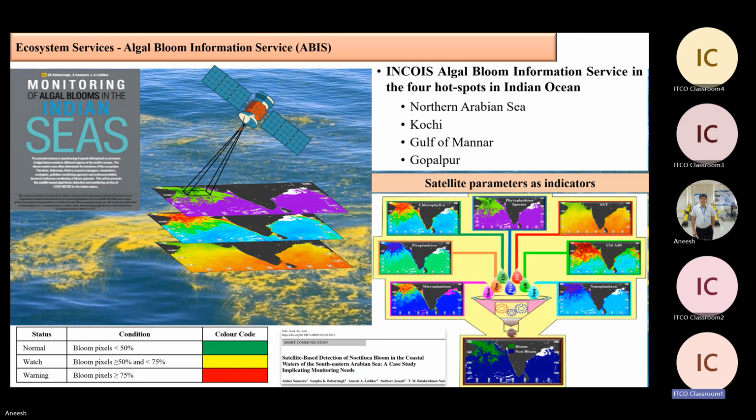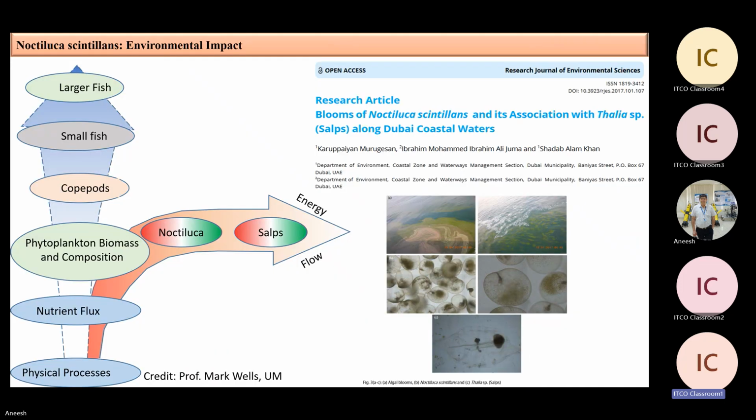Why we are really bothered about this algal bloom information service is because we have found that the occurrences of dinoflagellates, primarily Noctiluca, have been increasing along the Indian coast within this decade. And the worry is that in a normal food chain in the water, which goes from physical processes, nutrient flux and phytoplankton composition to zooplankton, small fish, large fish, it's fine. That is what should actually occur. But Noctiluca is a heterotroph and it itself feeds on the phytoplankton. So there's a possibility that the food chain itself may get disturbed and the fisheries may decline. So that's why we started monitoring this.